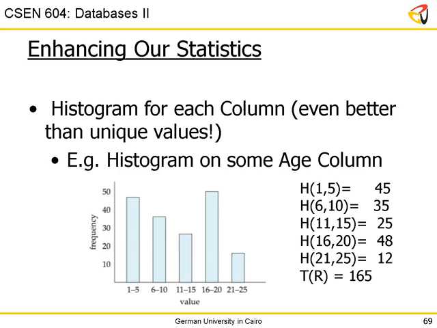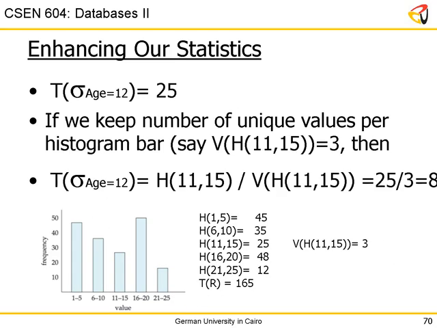So the number of unique values which we have been working with is nice, as long as you have some kind of equal distribution of values. But if you don't, you run into an issue where your estimates are not really accurate, which defeats the purpose of the whole exercise of cost-based estimation. So instead of just keeping unique values, histograms are kept for every column. Now, this is how it is used.